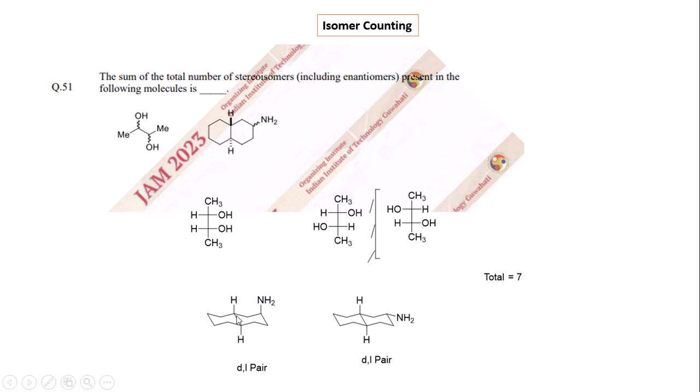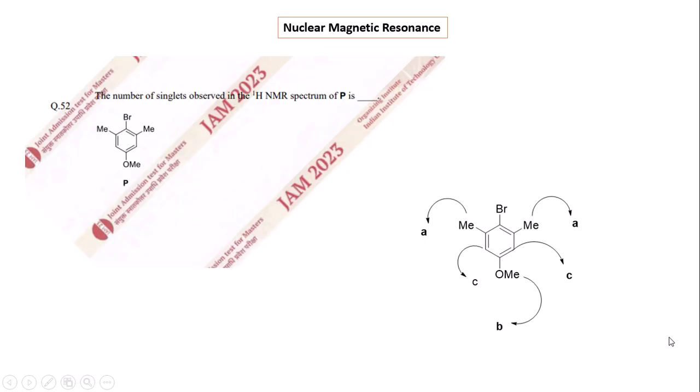Similarly, ring flipping is not possible in the case of trans-decalin, but the amine substitution must be either on the above side or the below side. It contains two dl pairs. It also has a dl pair, so the total number of isomers becomes 7.